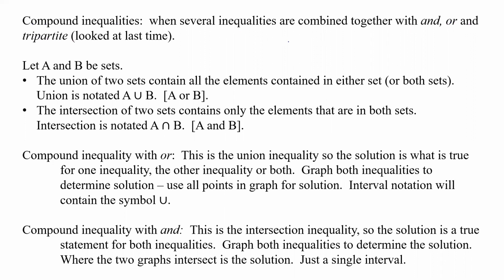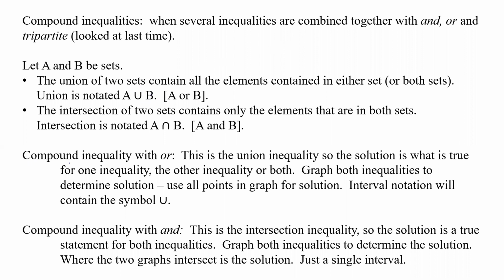So what we're going to do is let A and B be sets. The union of two sets contains all the elements contained in either set or both sets. So it can be in set A, or in set B, or in both set A and B. And union is denoted with the U-shaped symbol between A and B. So that's A or B, or A union B.